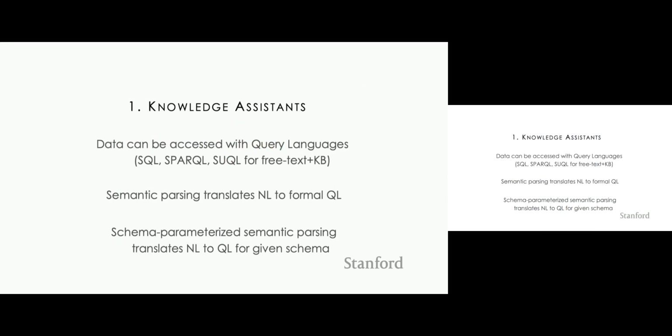So that's the knowledge assistant. The high-level things that you should remember are that data in databases can be accessed via query languages. What we're trying to do is to use a neural model to semantically parse natural language into formal queries so that we can execute them. And if you parameterize with respect to the schema, then you can have a single semantic parser that works with different databases. It's domain-independent Q&A against databases. All right, it's very powerful.